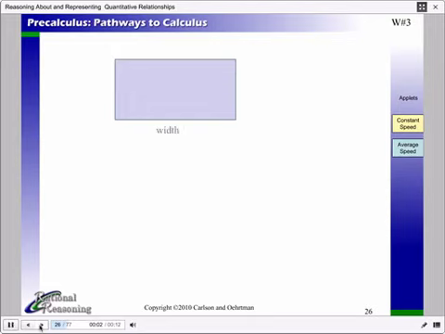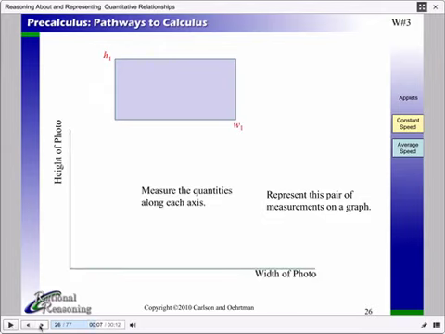Okay, showing different photos. Width, height. So, with a graph, represent this pair of measurements on a graph. So we're kind of doing this together. Part C. So we can put the width on the horizontal axis, the height being the vertical axis. So we find that width on the horizontal axis, and then that height on the vertical axis, and that gives us a point. So this point on this graph, what does it represent?